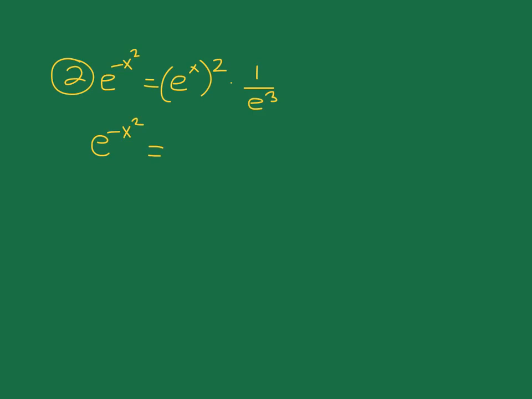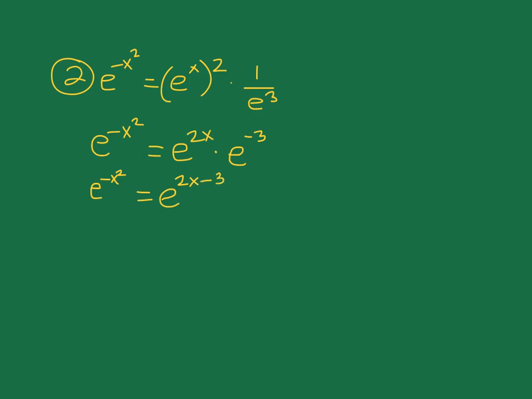So first of all, I have e to the x to the second. Keep in mind that that is the same as e to the 2 times x. My next thing, I have 1 over e to the third. That can be rewritten as e to the negative third power. The last thing I'm going to do on that right side is add my exponents. Keep in mind we have the same base, so we're allowed to add our exponents. 2x plus negative 3 ends up being the same as 2x minus 3.